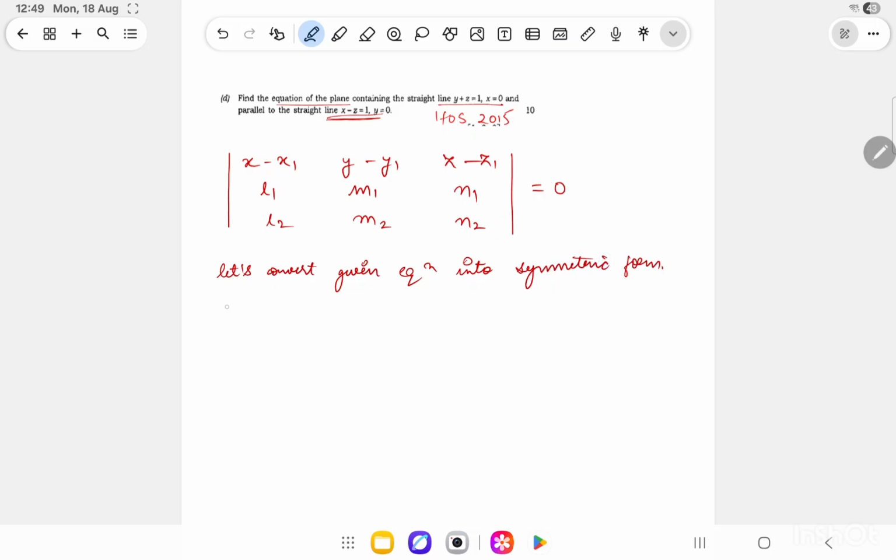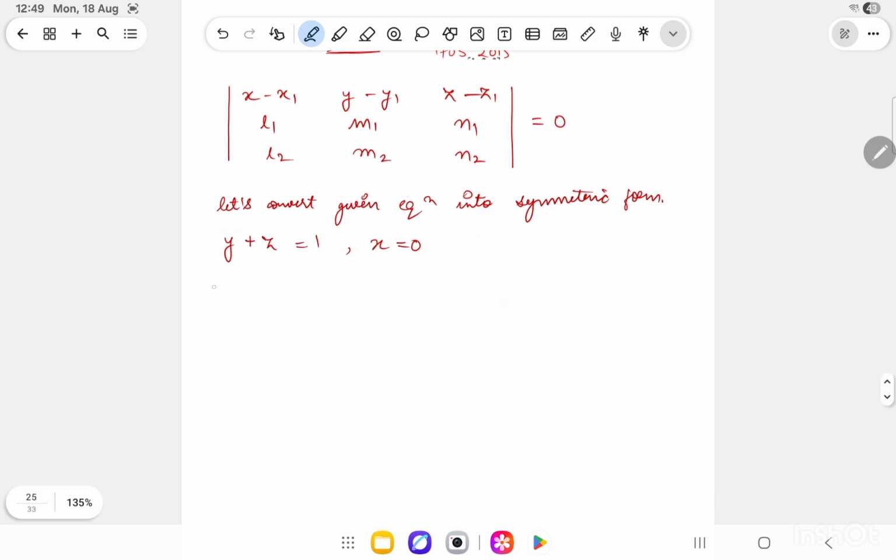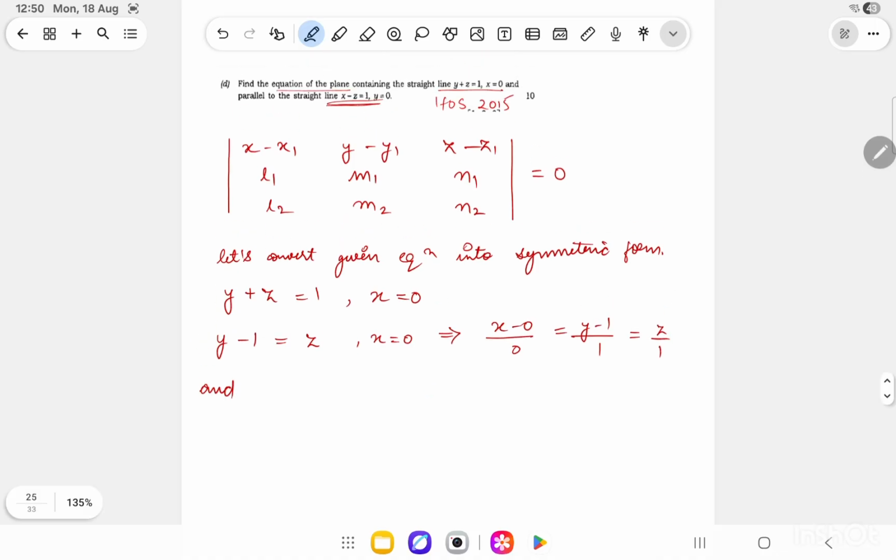So the equation of line 1 is y plus z equals 1, x equals 0. So I can write it as y minus 1 equals z, x equals 0. It is the same as saying (x minus 0)/0 equals (y minus 1)/1 equals z/1. And another equation is x minus z equals 1, y equals 0.